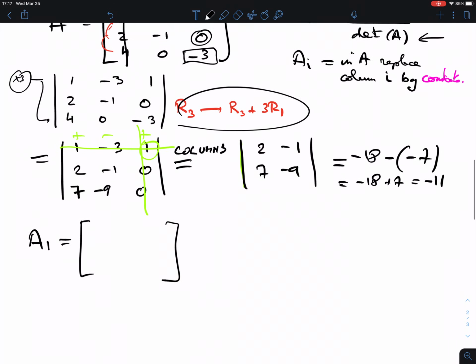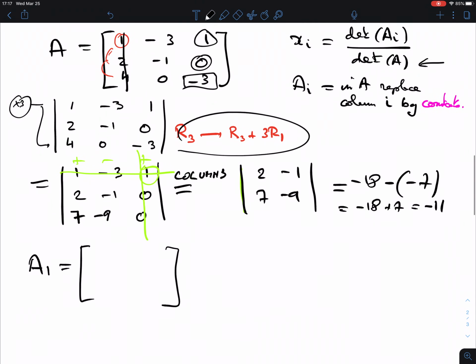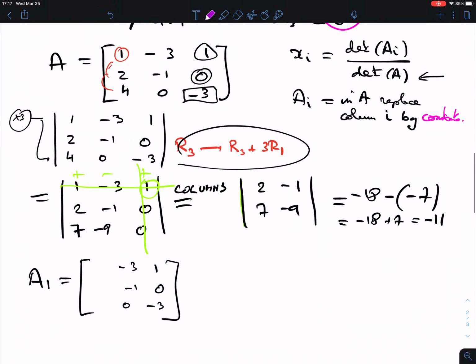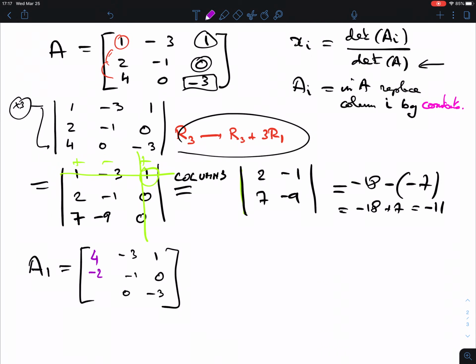So let's work this out. I'm going to copy just the whole thing. And now I'm going to delete the first row and put in the constants. I'll keep my purple. The constants were 4, negative 2, 0. Okay, and let's already do the other two.